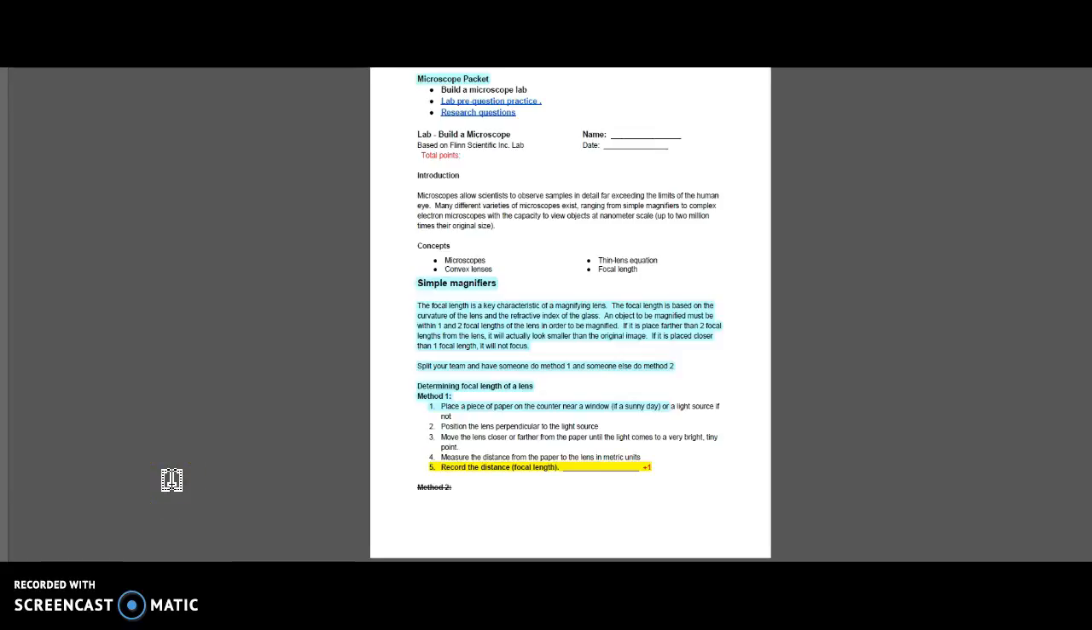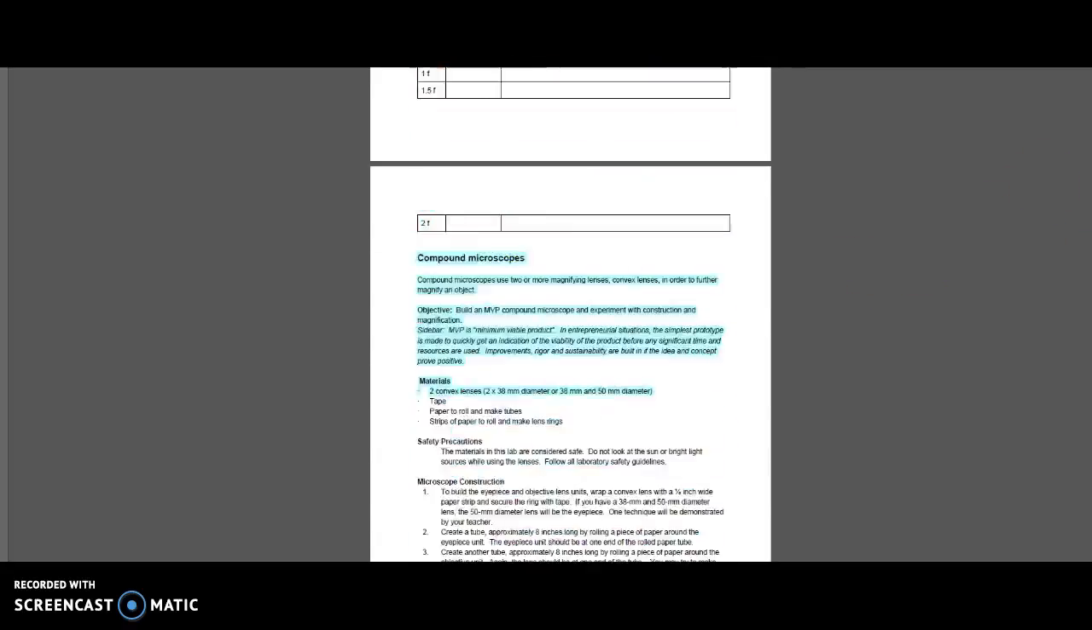This video on the microscope lab will cover how to calculate the magnification of the objective lens using the linear magnification equation, and the magnification of the eyepiece lens using the angular magnification equation, and finally the magnification of the overall microscope.